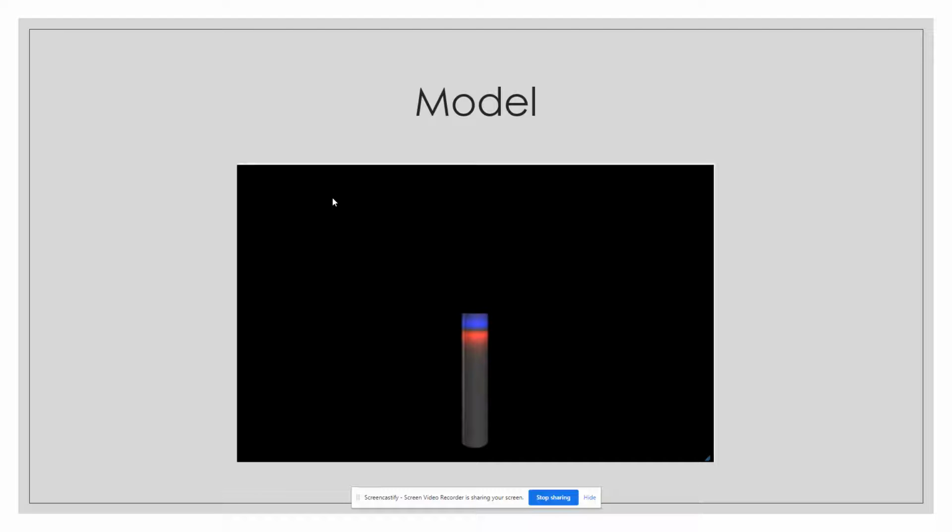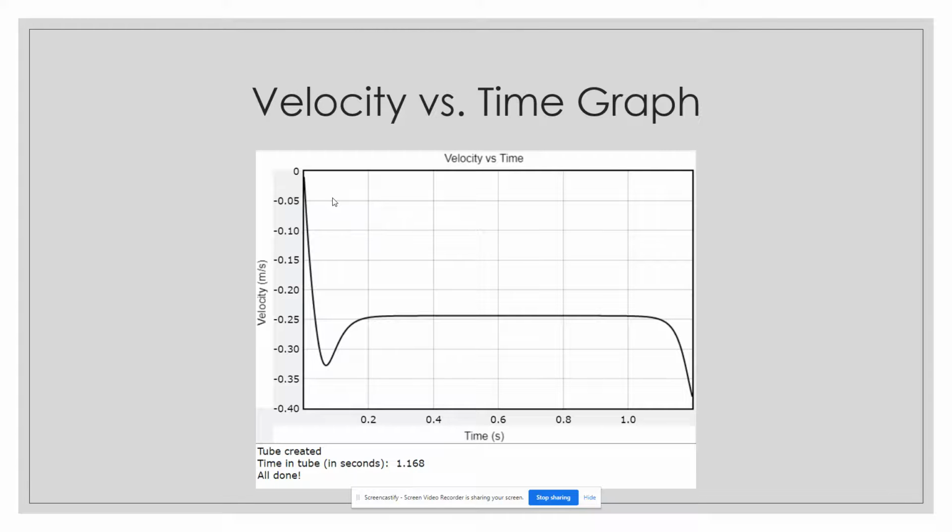This is just a screenshot of the model, as a little bit of an explanation. In the model in Glowscript, you can see the blue and red representing north and south for the bar magnet. And as time runs, the bar magnet falls through the tube. The results can be shown here with the velocity versus time graph, and you can see after about 0.2 seconds, the velocity levels out as the bar magnet falls.